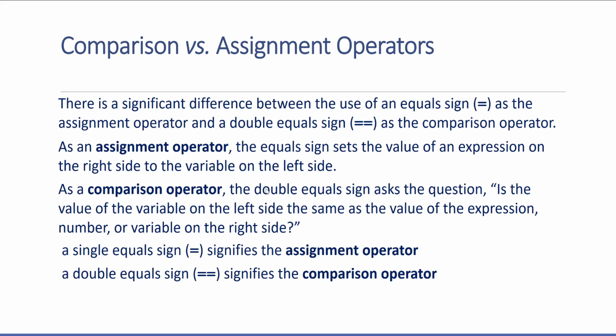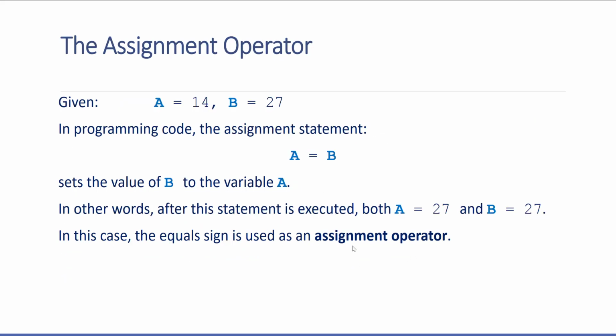The first thing I want to bring to your attention is the comparison versus the assignment operator. Sometimes you'll see in code a use of a single equal sign and then a double equal sign. Is that a typo? No, it's not. I'm going to show you the difference between the assignment operator, which is the single equal sign, and the double equal sign, which is the comparison operator. So let's jump in and see what that's all about.